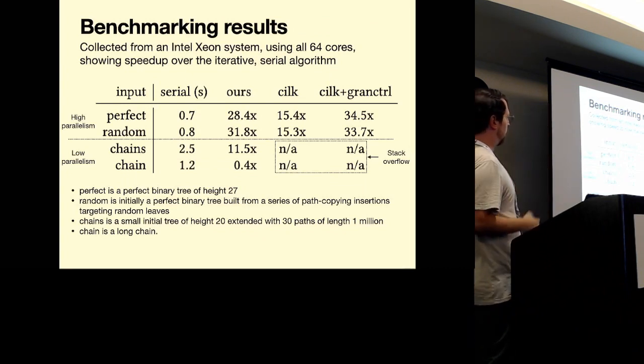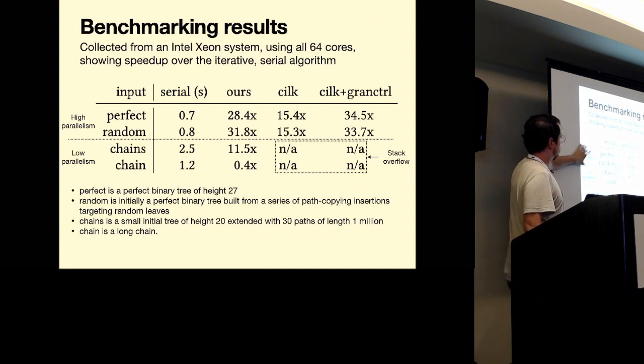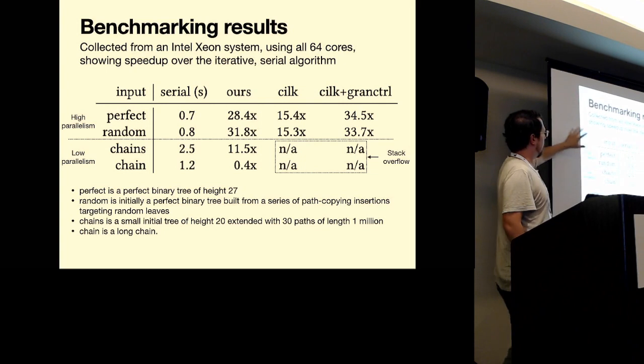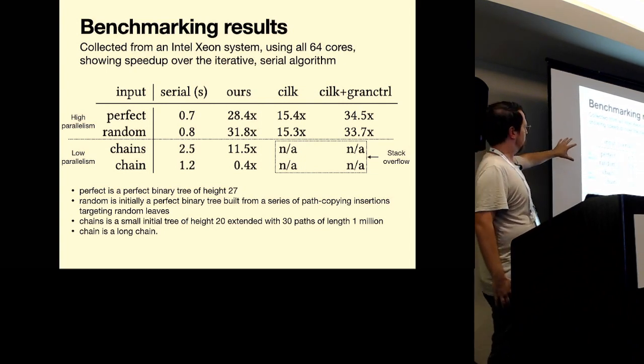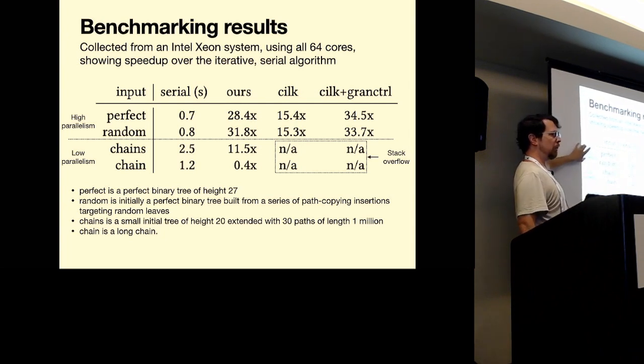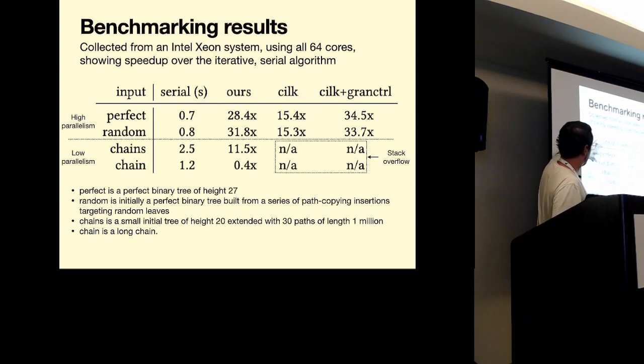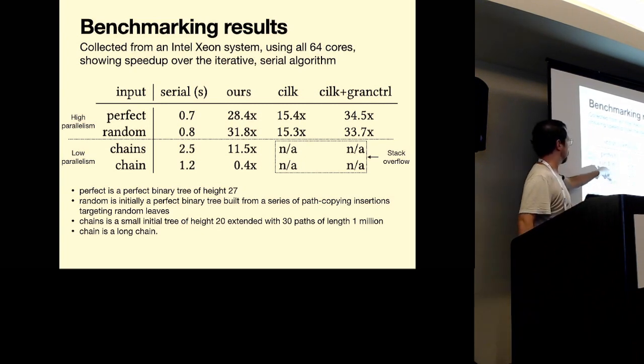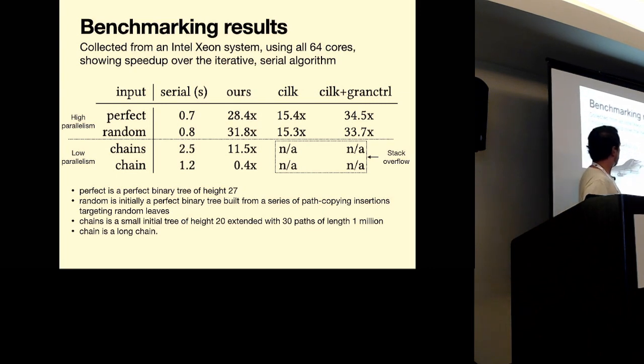I mean, this is a silly program, but it's not entirely trivial to parallelize it. So these are the results I got from running on a machine with 64 cores. This is the serial iterative algorithm, right? Not terribly interesting, but we have two kinds of inputs that are interesting. These ones are just nice, big, balanced trees. This one has some random insertions to make it a little more interesting. But these are the highly parallel cases.